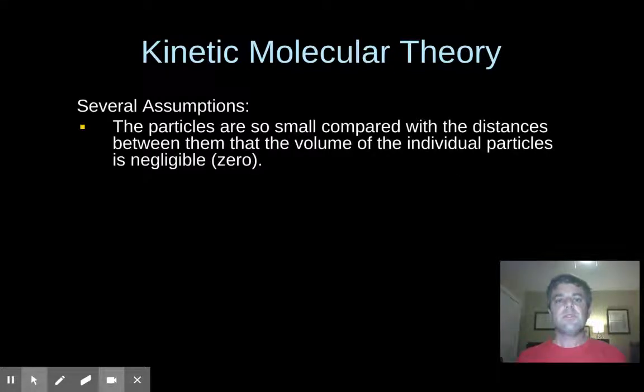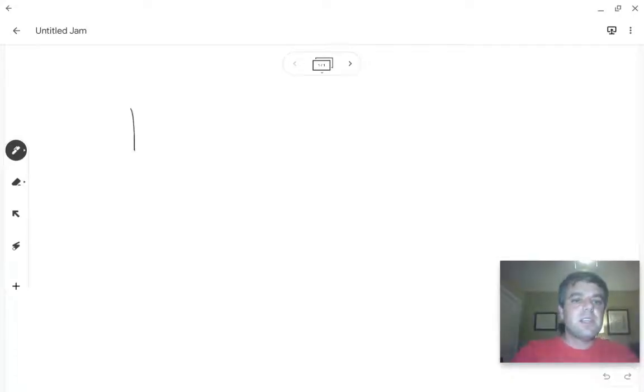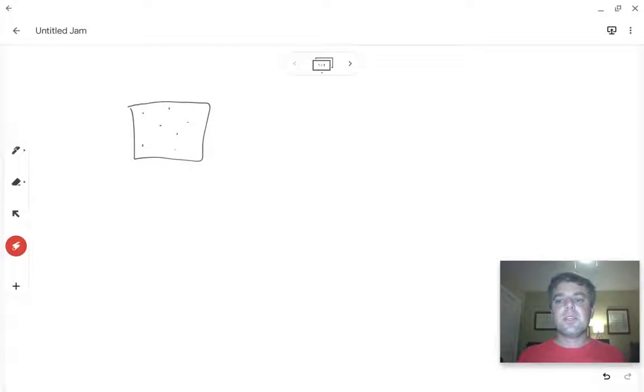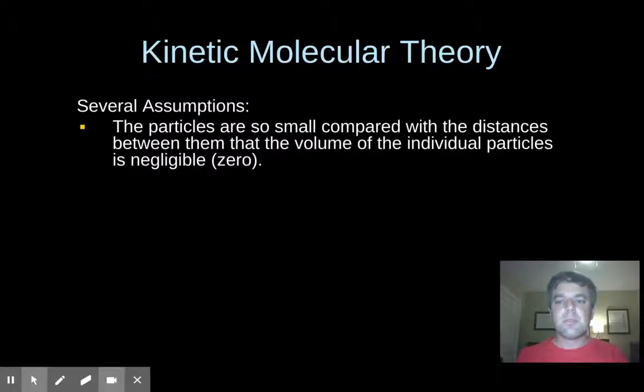First, we assume that gas particles themselves are so incredibly tiny compared to the distance between particles that the volume of the individual particles themselves is negligible or essentially zero. In other words, if we have a container of gas, the volume of these individual gas molecules is very small compared to the distances between the molecules. So the space that the gas occupies is so much larger than the actual volume of the individual molecules that we essentially ignore the volume of the molecules themselves.